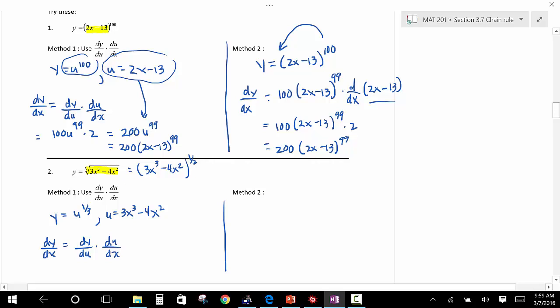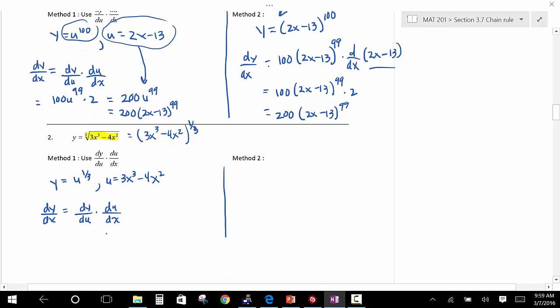All right, now this second one here, I've got it set up as we're doing something to the, this is supposed to be a 1/3 power right here. A cube root's a 1/3 power, so you're doing something to the 1/3. That something is u, or 3x to the third minus 4x squared. Okay, so we're all ready to set this up.